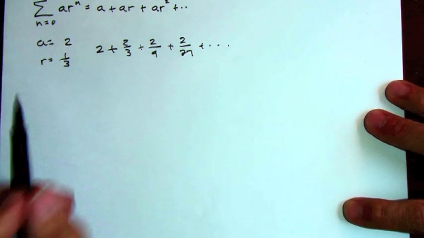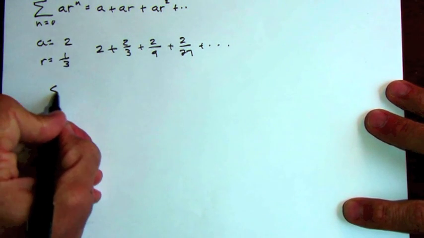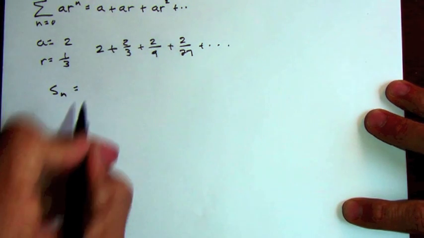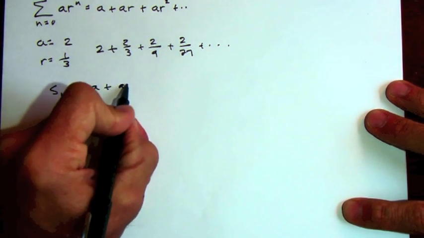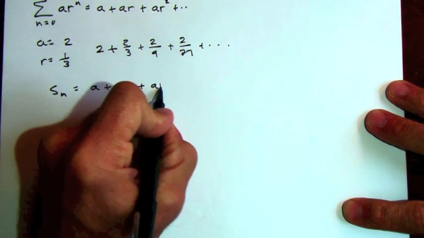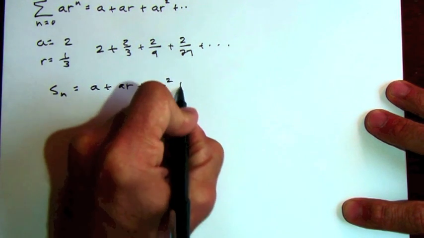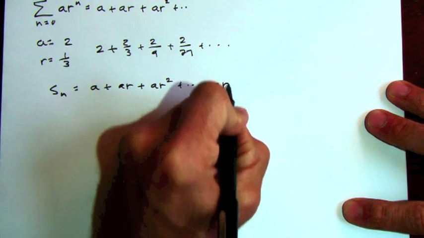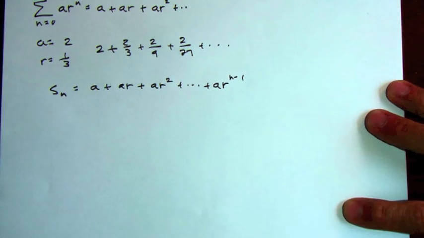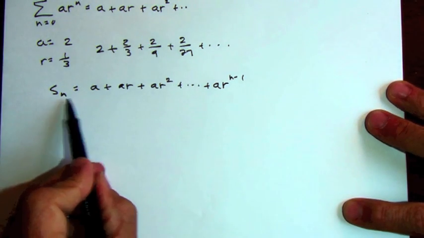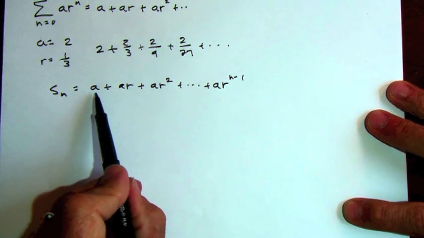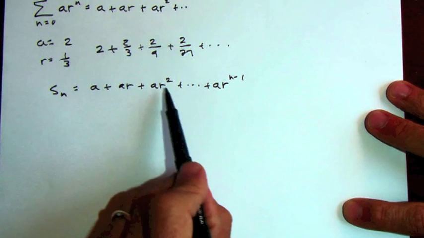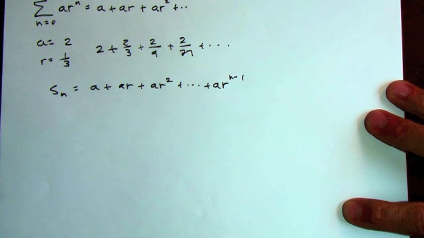So let's look at what the nth partial sum would look like. All right. So we're going to have a plus a times r plus a times r squared all the way out to a times r to the n minus 1. All right, and that's the nth term because we started with n equal to 0. So if we go to n minus 1, that's n terms of the nth partial sum.